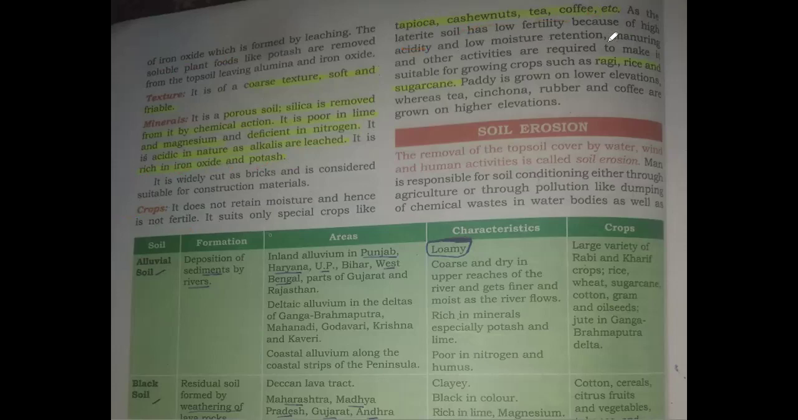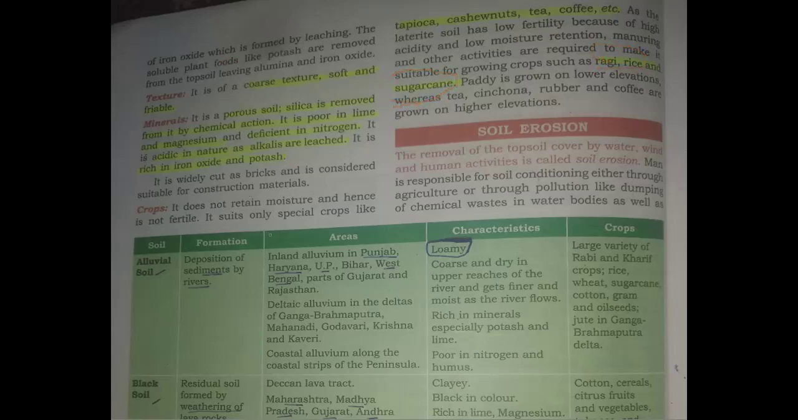Laterite soil has low fertility because of high acidity, depth, and low moisture retention. Manuring and other activities are required to make it suitable for growing crops such as ragi, rice, and sugarcane.